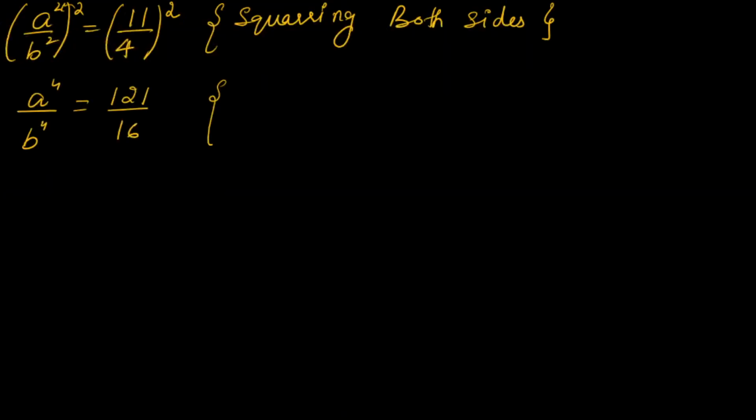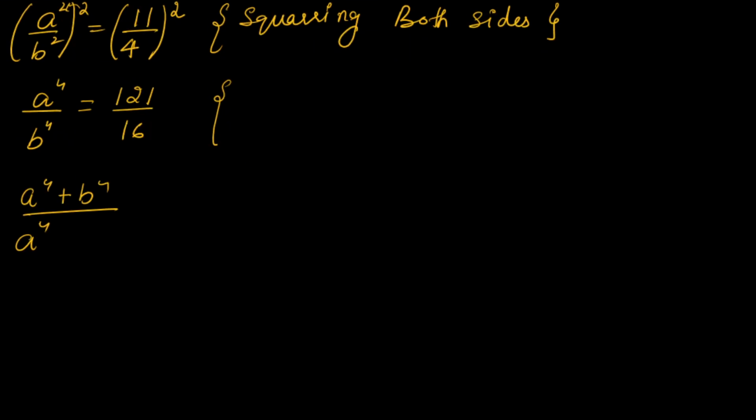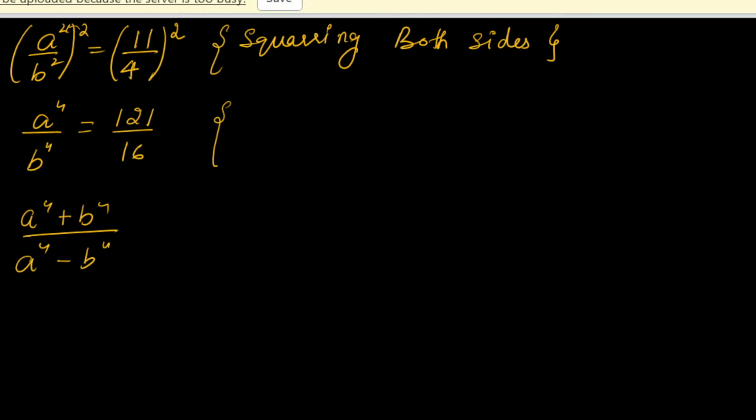Because if you apply componendo and dividendo directly here, you will get a to the power 4 plus b to the power 4 by a to the power 4 minus b to the power 4. So this is what you are going to get. But I don't need this thing. I don't need this.